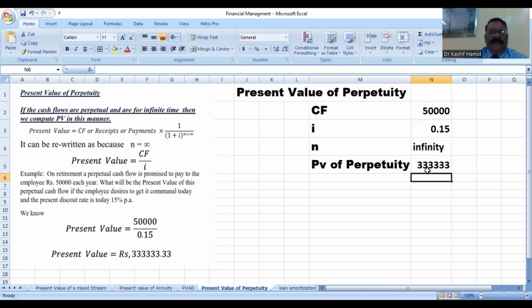It will be 3,33,333. So we can get this combined value, this is the lump sum of this amount, if we want to receive it today. Otherwise, each year 50,000 will be offered to you. The present value of all these cash flows today is 3,33,333.